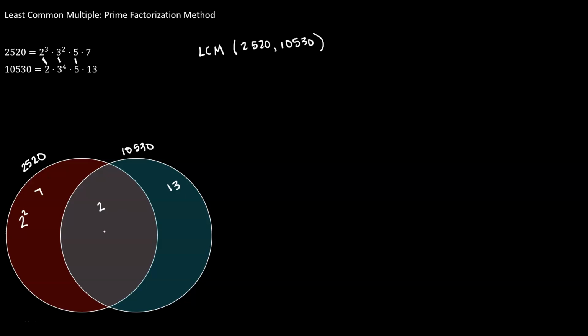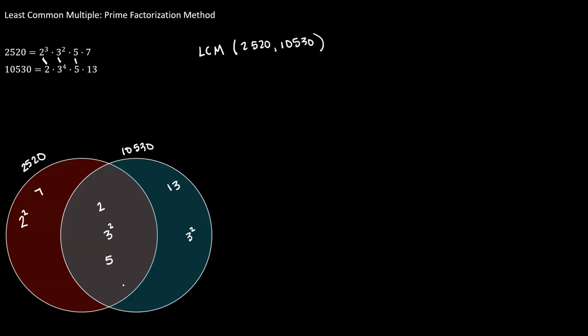Same thing for the factors of 3. I noticed that both numbers have multiple factors of 3. 2,520 has 2 of them, 10,530 has 4. So in common, they both have 2, but 10,530 has 2 extra. So I'm going to put a 3 squared in the blue overhang. And if we look at the blue circle, in total, there are 4 factors of 3, just like we need for 10,530. Next, we see that each number has a factor of 5, and that's all of the factors.